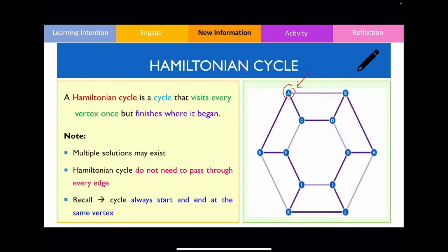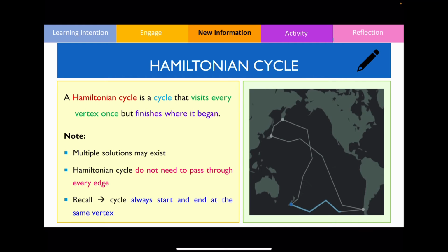Similarly to a Hamiltonian path, you can have multiple solutions. You don't need to go through every single edge, and again, you need to always start and end at the exact same vertex. This slide shows you another example of what a Hamiltonian cycle looks like. In this example, you start at this vertex, go through every single vertex in the network, and again, end up at that vertex.